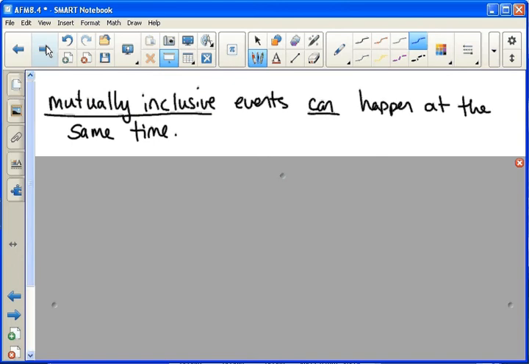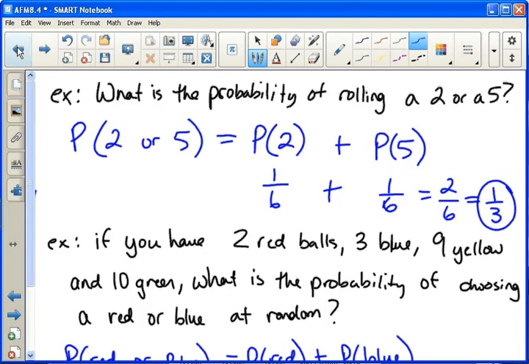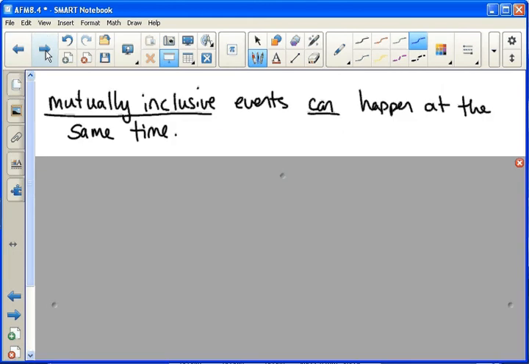So first we talked about mutually exclusive, meaning two events cannot happen at the same time. Looking back at the previous examples, you can't roll a 2 and a 5 on the same die at the same time. If you draw one ball, you can't get a red and a blue at the same time. But there are events that are mutually inclusive. These are events that can happen at the same time.